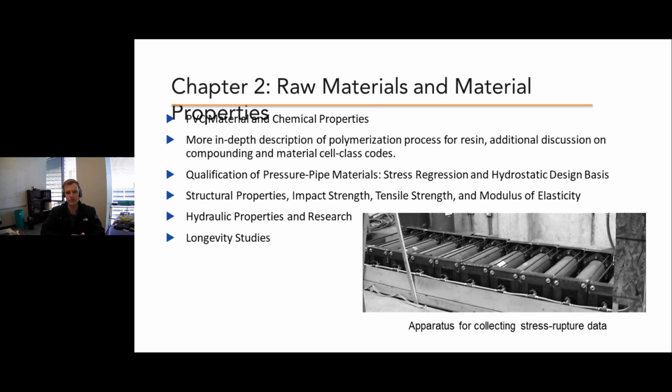We also get more into the hydrostatic design basis and stress regression. So those are the qualities used to determine longevity of PVC pipe. There's a picture down there, and it's all test-based data. It's basically a cyclic test that's performed up to 10,000 hours to determine that hydrostatic design basis, which you can then use to determine a pressure class and what wall thickness you need to meet certain pressures and stuff like that. We've also delved more into structural properties, impact strength, tensile strength, and modulus of elasticity in chapter 2.